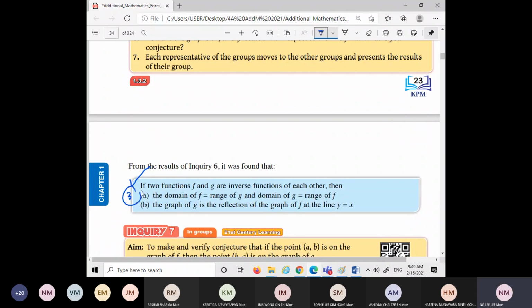You can copy down. If two functions f and g are inverse functions of each other, then this is actually quite simple. The domain of f is equal to the range of g. The domain of g is equal to the range of f. Then also, this one you have learned earlier: the graph of g is the reflection of the graph of f at the line y equals x. Okay, so this is the third properties.